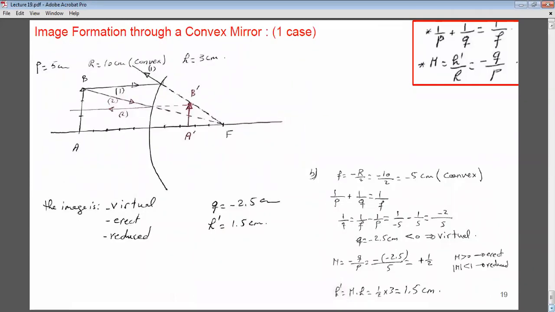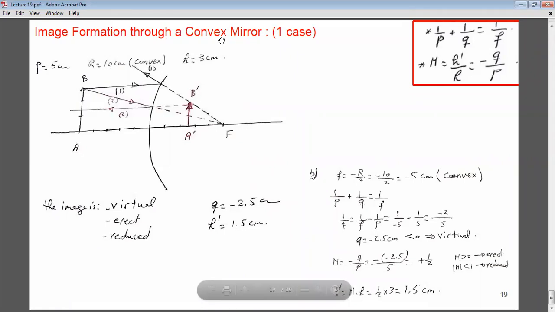Now, the case of the convex mirror, there is only one case. This is my convex mirror. F is at -R over 2, because it is inside. And I will be placing my object, for example, at P equal 5. So it is at 1, 2, 3, 4, 5. R equal 10. That is, F is at 5. And H equal 3. That is, the height of the object is 3 centimeter.